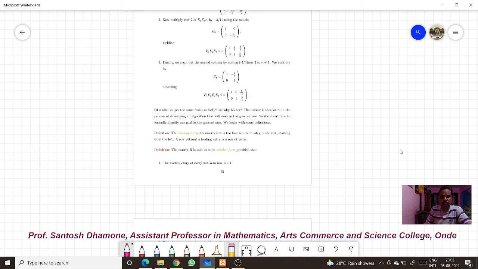This is an exercise. Think about this exercise. Suppose A is a 3 by 5 matrix, a matrix of order 3 by 5. What is the maximum number of leading ones that can appear when it has been reduced to echelon form?